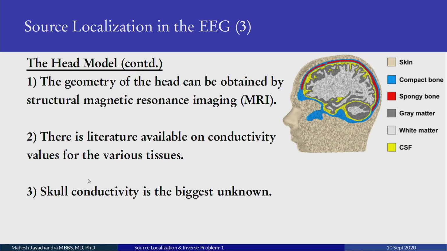Regarding the rest of the tissues, there's a huge literature available on conductivity values for the various tissues. But as mentioned before, skull conductivity is the biggest unknown. We don't have any clear experimental data for skull conductivity.